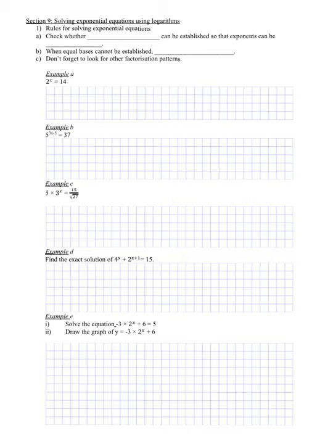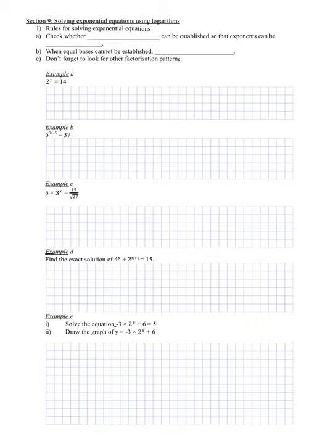So we're just going to talk about how we can solve exponential equations and use logs. We've solved exponential equations before, but with some of the examples that we had, we got to a certain point where we couldn't actually solve it using the method we had, which was simply getting the same base on either side and equating the powers.